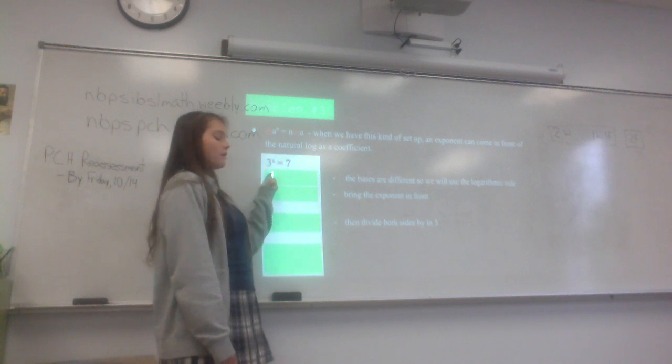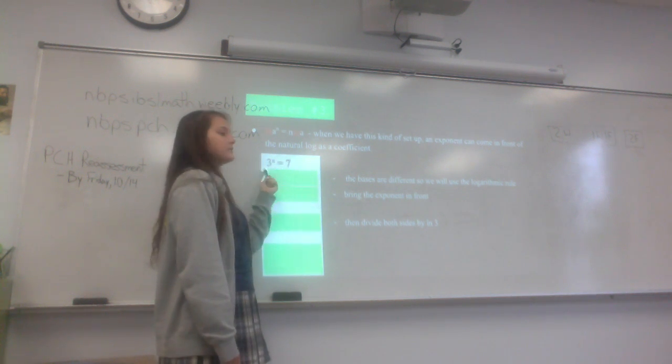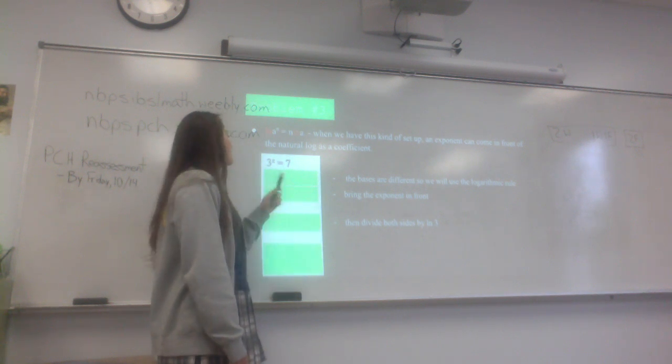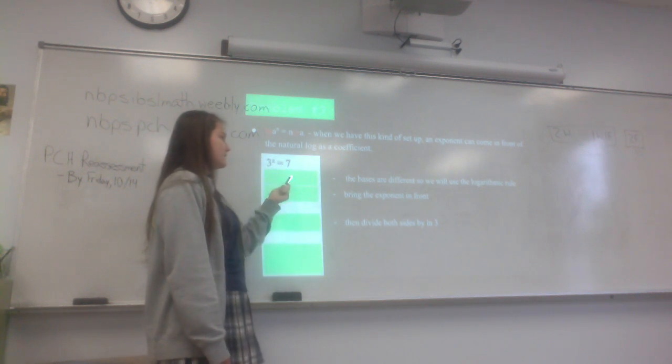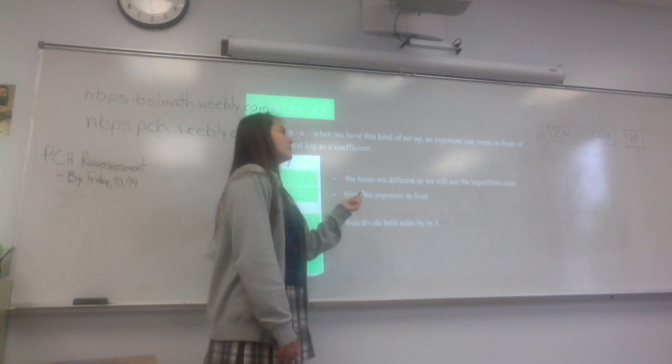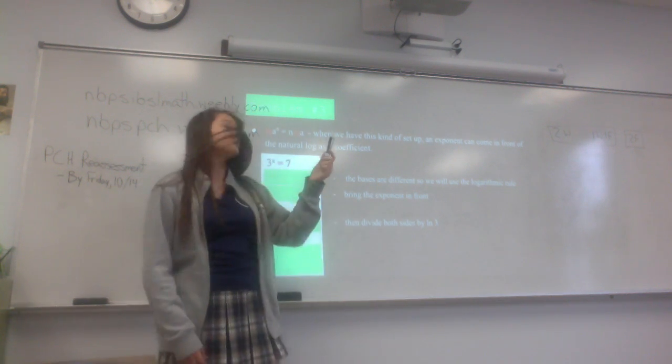In order to solve this problem, we can see that we cannot just have the same base because 7 does not simplify to 3 and vice versa. So 3 to the x equals 7. The bases are different, so we use the logarithmic rule, which is right here.